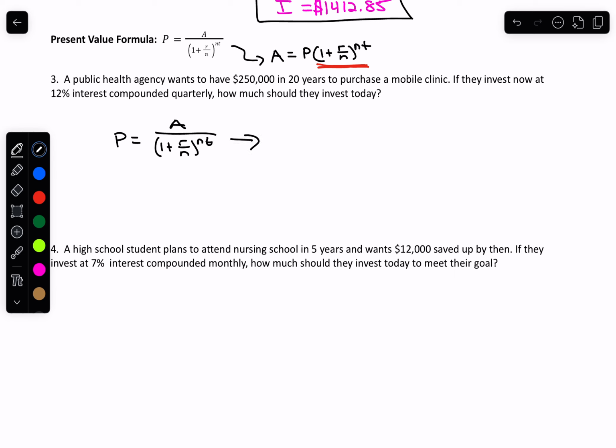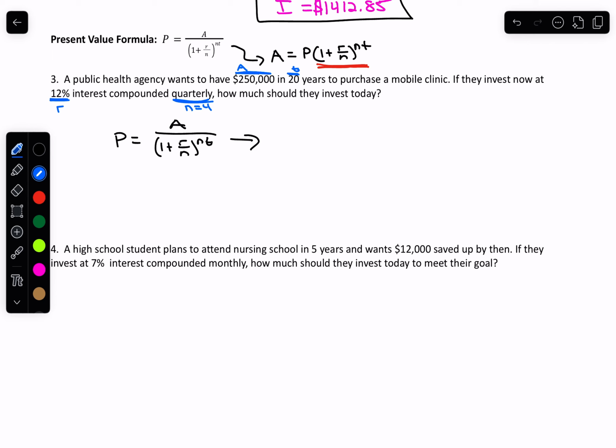And what we're going to do is plug in each of the components we have. We want to have 250,000, so that's going to be our P, in 20 years, so that's going to be our T. So if they're investing at 12%, which is our R, compounded quarterly, then we have our components. Oh, sorry, my mistake. I wrote P up there for 250,000. That is the A value that we're plugging in. So we want to have 250,000. So that is the end account value. That is the A here.